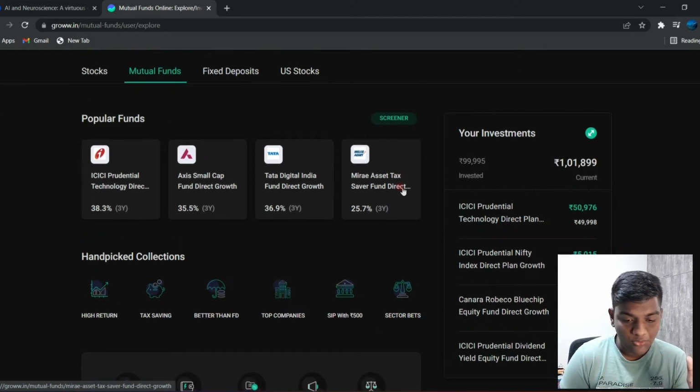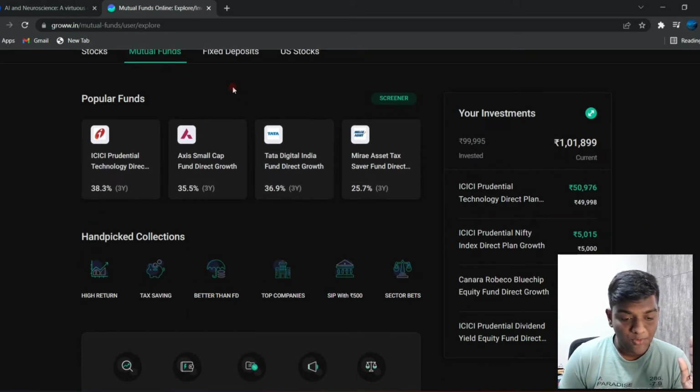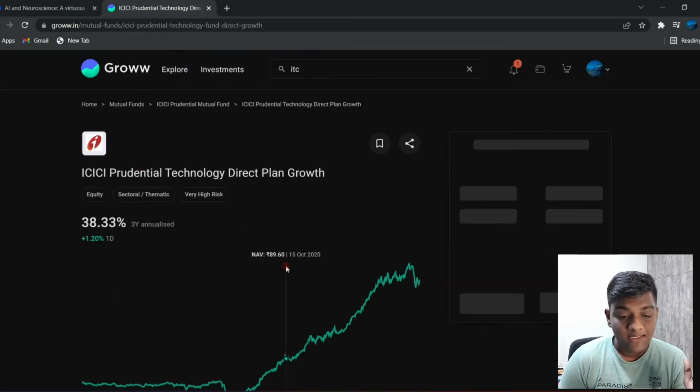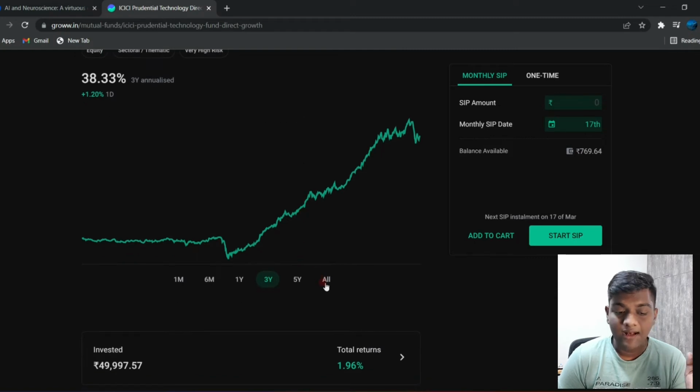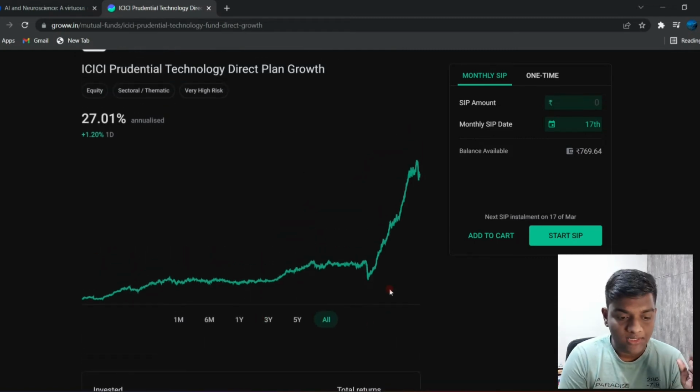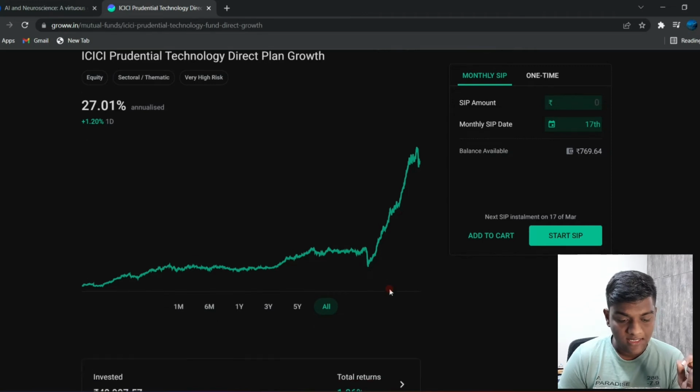So here if you come to mutual fund, you will be seeing the popular funds names. So ICICI Prudential Technology Direct Fund, this is the one I have invested 2 days back. So this gives 38.33% 3 years annualized return. This is a sectorial or thematic mutual fund, which means it targets a single sector. So that's why it has very high risk. So this is technology direct fund. So all time CAGR, that is compounded annual growth rate, is 27.01%.